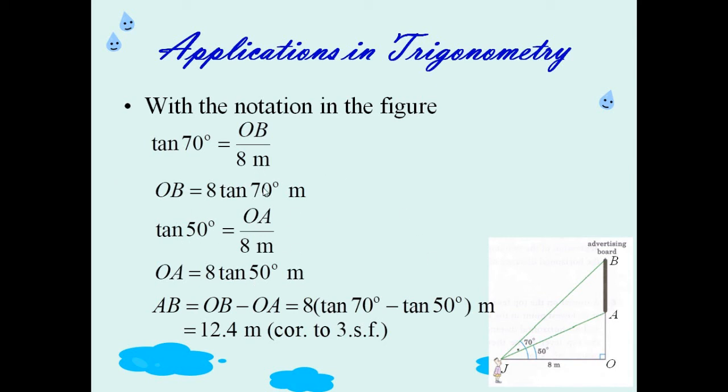This is the special calculation. You need not calculate the intermediate values. If you calculate them, you will not be deducted any marks in your examination or test, okay? But in order to save time, we will press the calculator at the end. So we have the conclusion that the height of the advertising box is 12.4 meters.